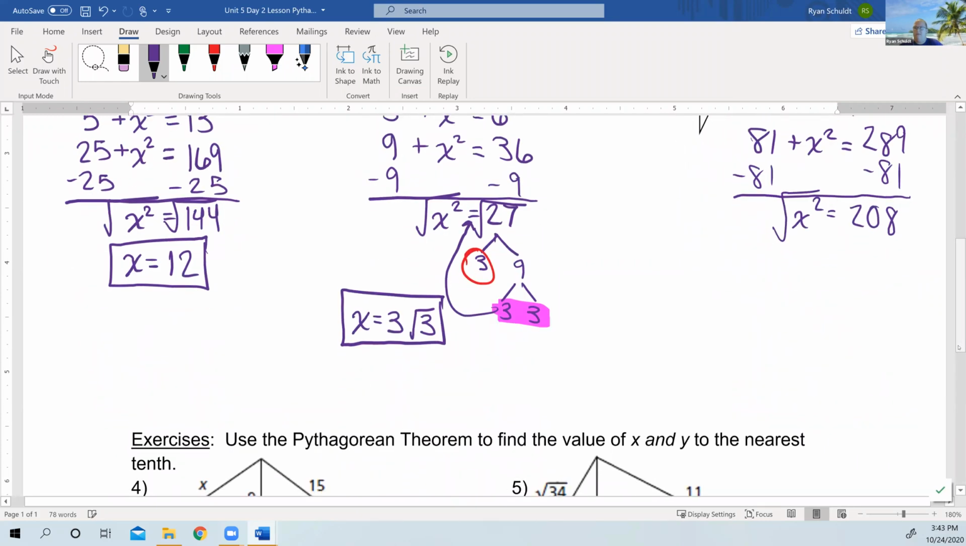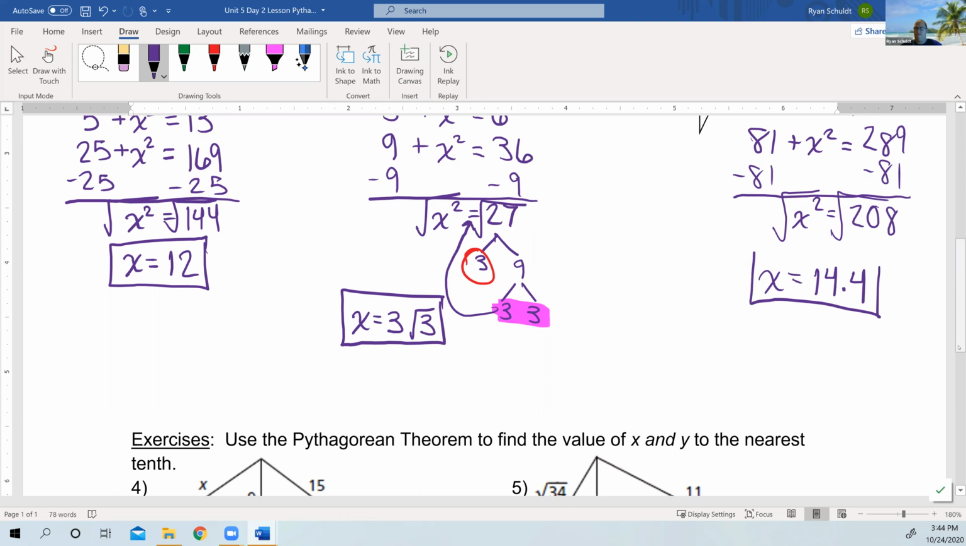I have to take the square root of it. And then when I get my answer, I need to round to the nearest tenth. So I'm going to take the square root of 208. And when I round to the nearest tenth, I'll get 14.4. There's my answer.